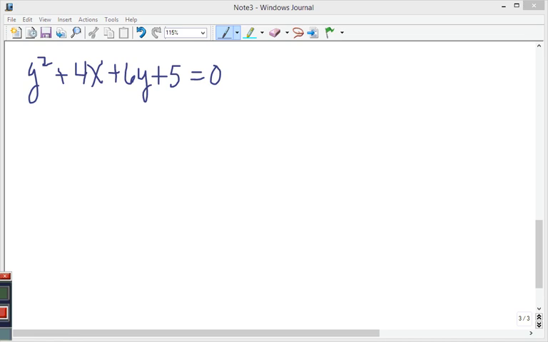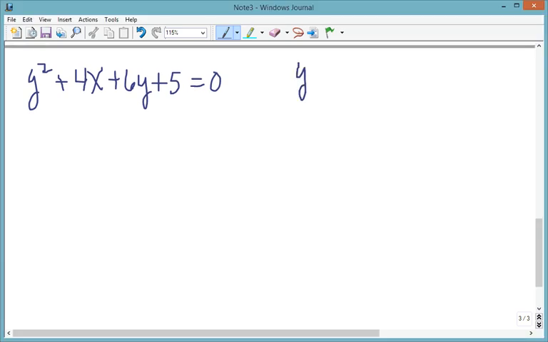So we want to get it into this: y minus k, remember k always goes with the y, equal to 4p times x minus h. And it could be plus or minus depending on which way we're looking, right? So if we want to get it into this form, we're going to have to do a little bit of work. So we've got y squareds.